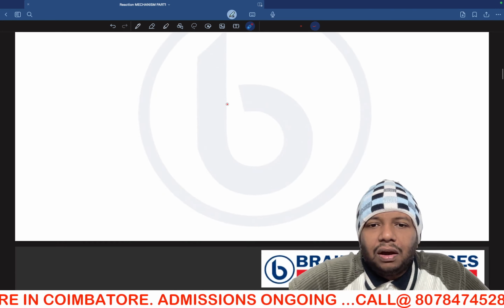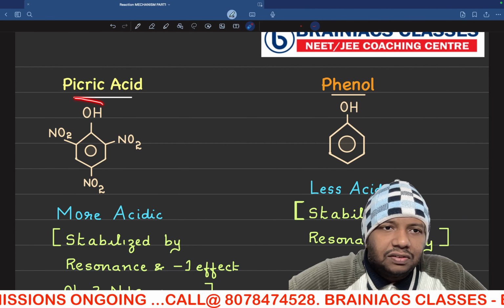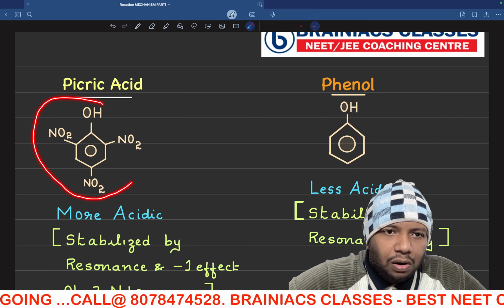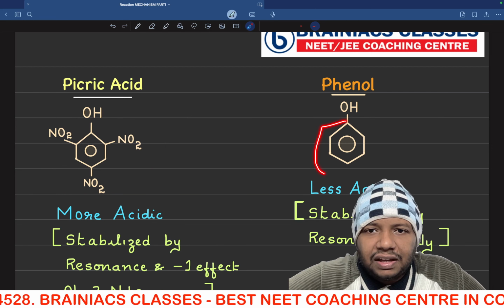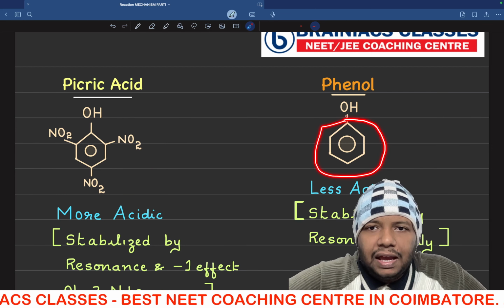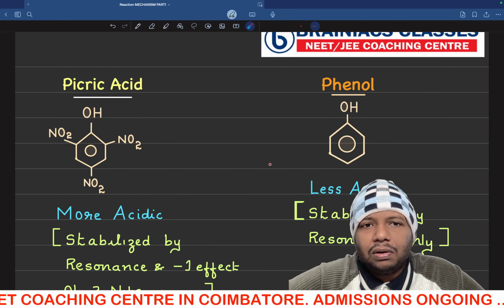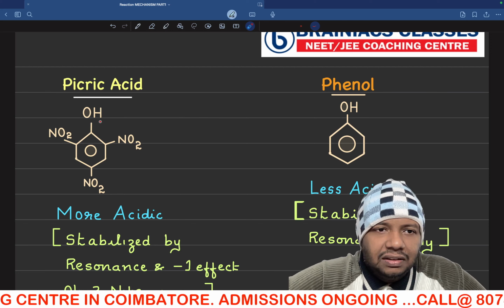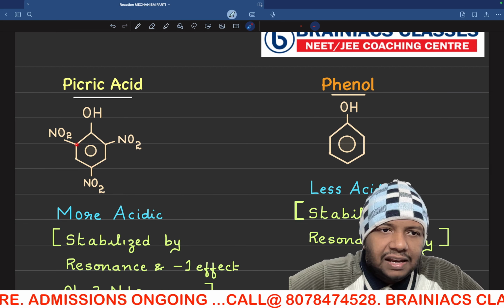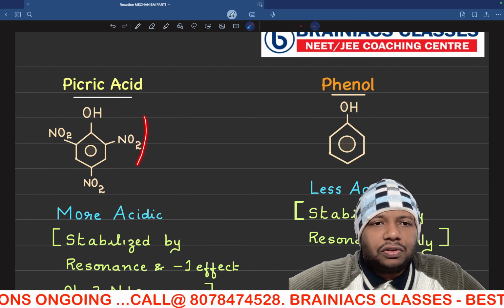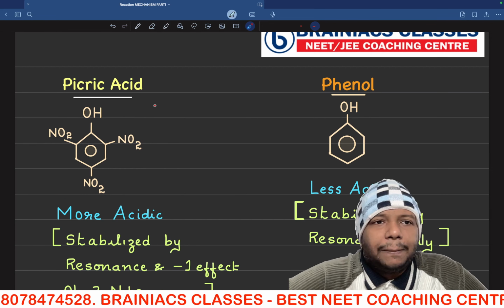Very simple. Now we will see what picric acid is. I hope you could see. If you see here, you have phenol. Whenever a benzene ring is there, this is the benzene ring, and the benzene ring is connected to an OH group, this is fundamentally called phenol. Now in this, if you substitute a nitro group at the ortho position, then para, then again at the ortho position, this particular compound is called picric acid.